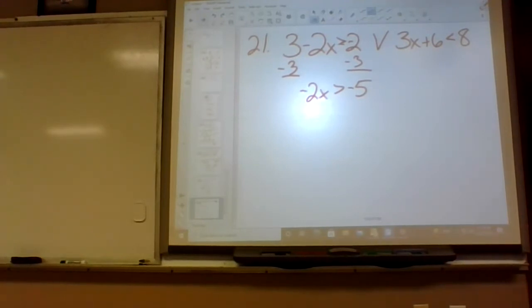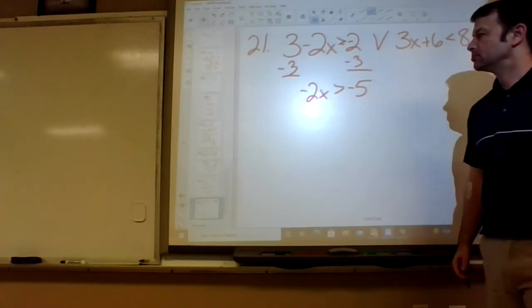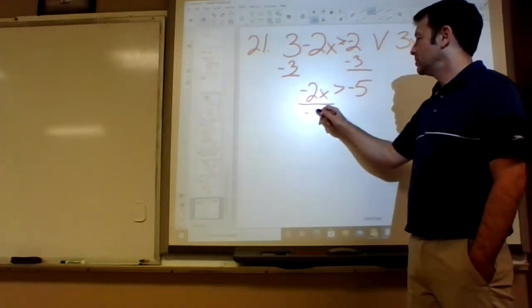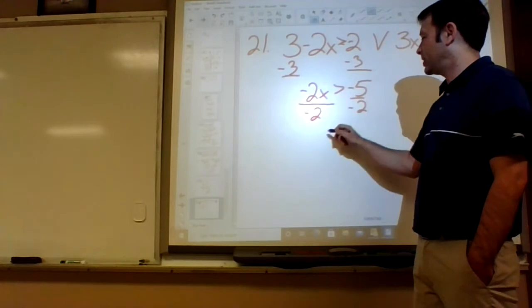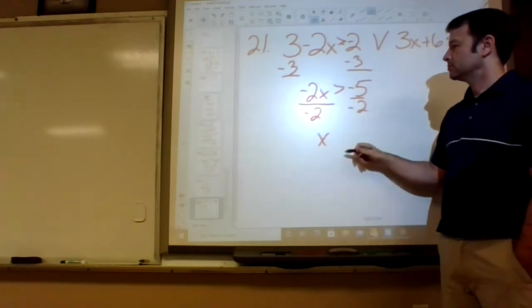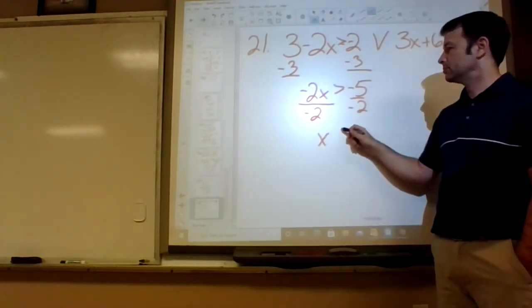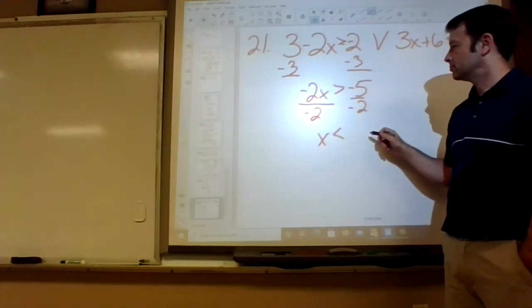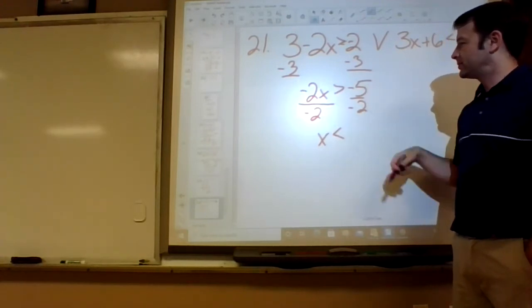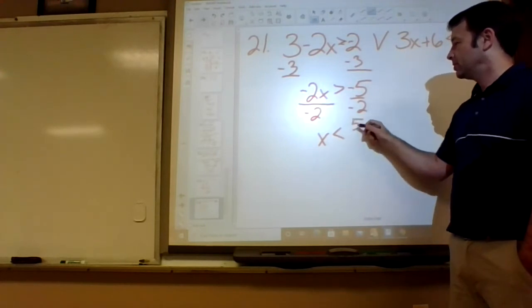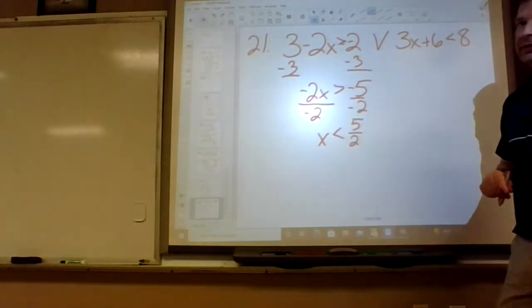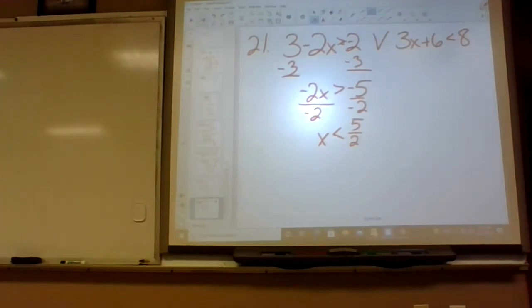Now what? -2. Divide by -2, so x what? x is greater than 2. Less than. Yeah, you divide by negative. What's 5 divided by 2? 2.5, right? I'll just leave it as 5 over 2. A negative divided by a negative is a positive.